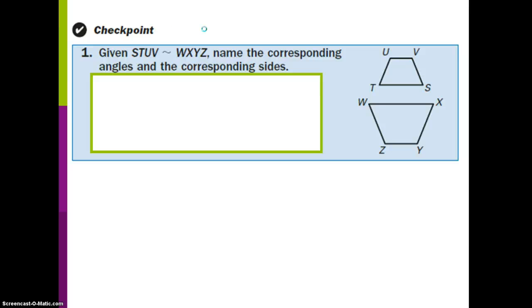Name the corresponding angles and the corresponding sides of STUV, which is similar to WXYZ. Again, look at the order in which they put the letters. Pause the video and try number 1.